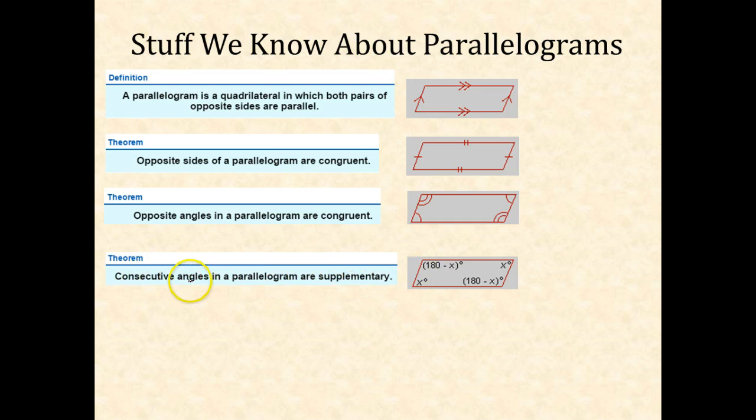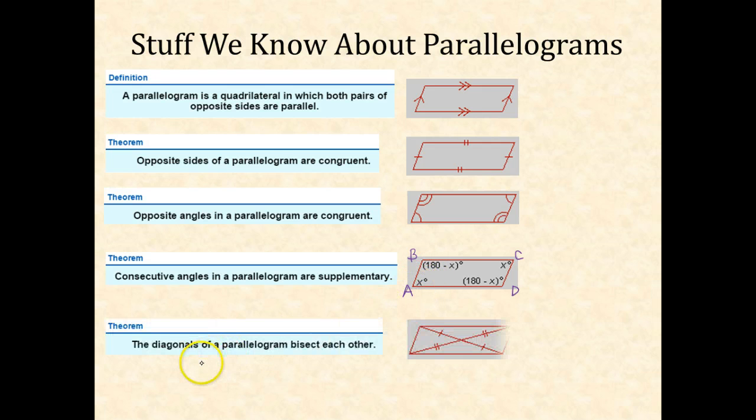But we see that consecutive angles in a parallelogram are supplementary. So that means that if we call this A, B, C, D, we know that the measure of angle A plus the measure of angle B has to equal 180. Likewise, the measure of angle B plus the measure of angle C has to equal 180. Or the measure of angle C plus measure of angle D has to equal 180. Also, measure of angle A plus measure of angle D has to equal 180. So any two consecutive angles are supplementary. They add up to 180 degrees.